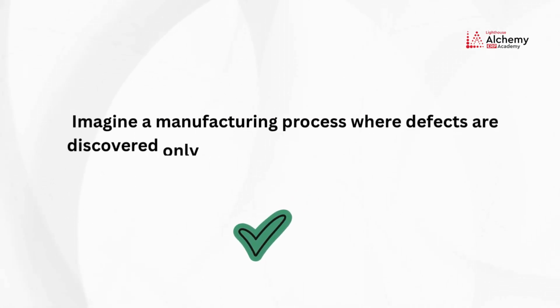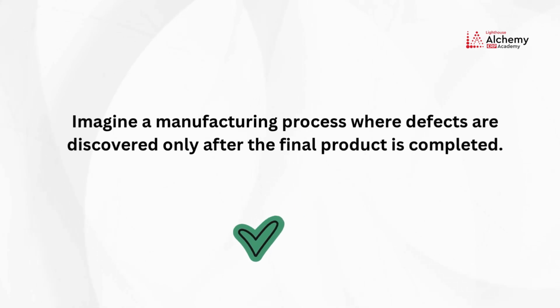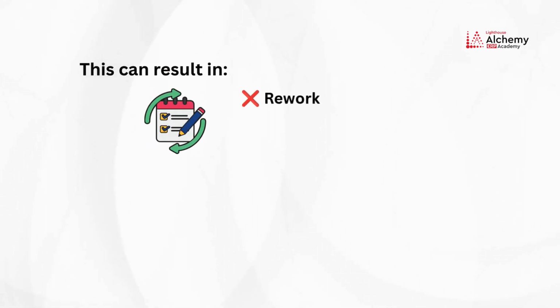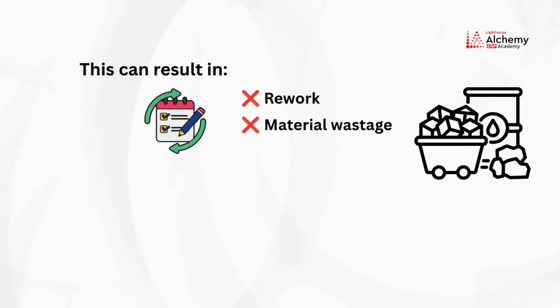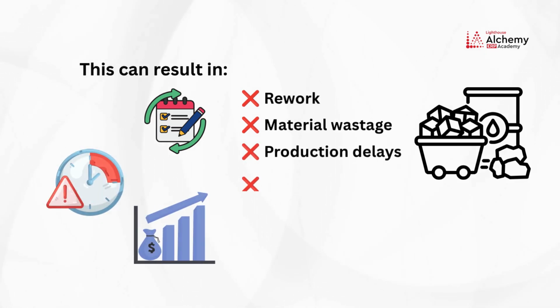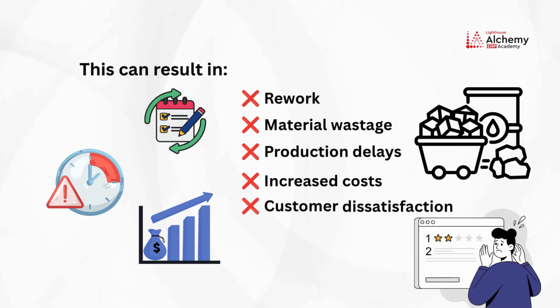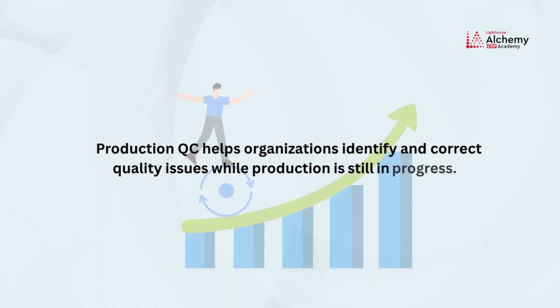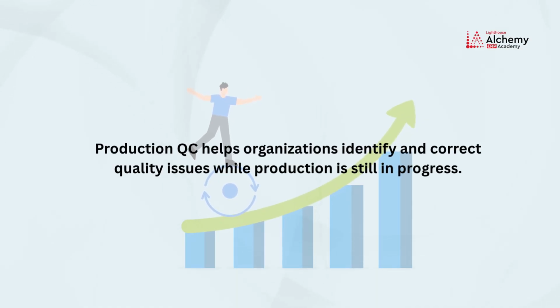Imagine a manufacturing process where defects are discovered only after the final product is completed. This can result in rework, material wastage, production delays, increased costs, customer dissatisfaction. Production QC helps organizations identify and correct quality issues while production is still in progress.